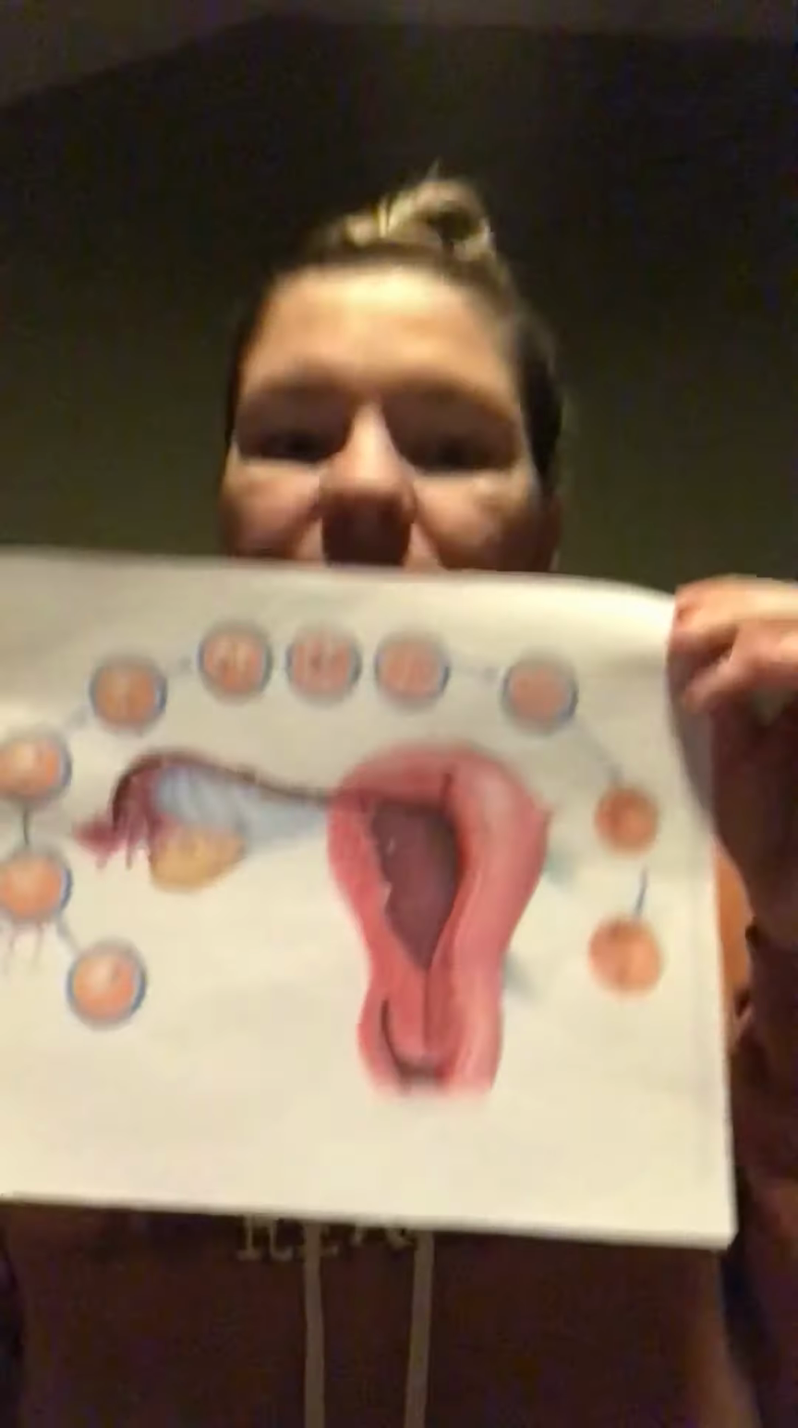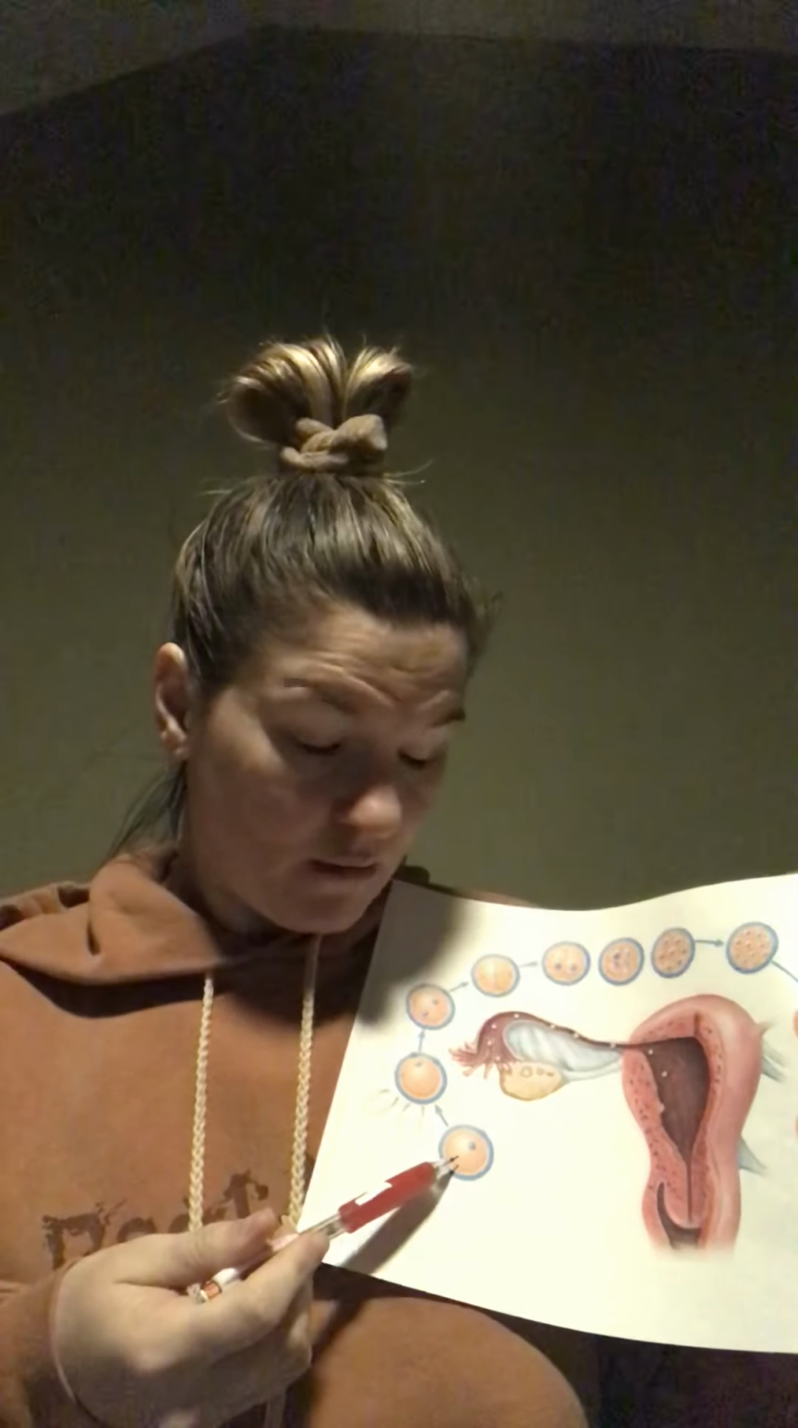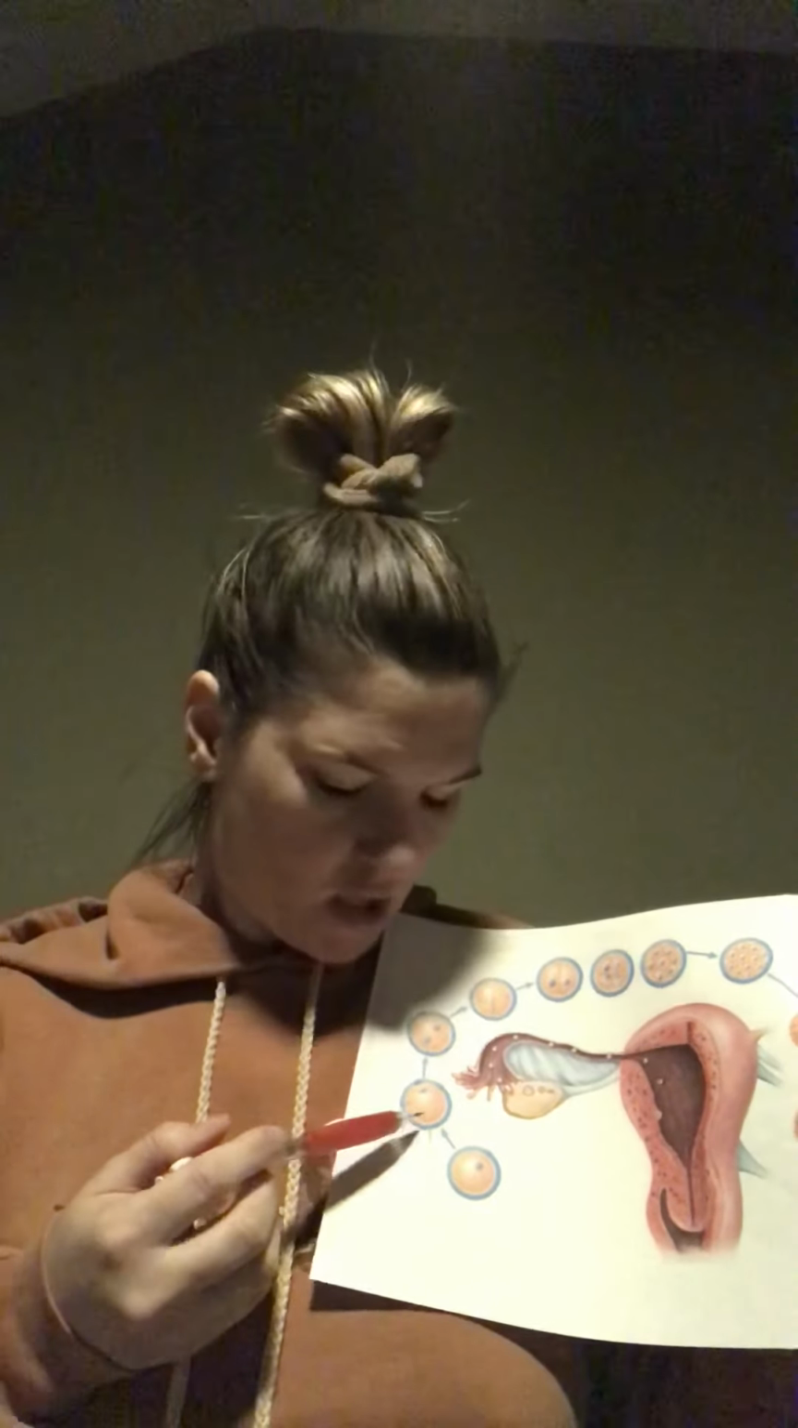Now here we have fertilization. On the fertilization, right here we have a secondary oocyte, which is the immature ovum. Here we have fertilization, which occurs 12 to 24 hours after ovulation. The sperm penetrates the corona radiata, the zona pellucida, and an acrosome reaction occurs here.